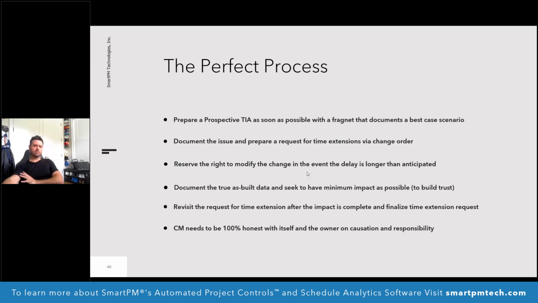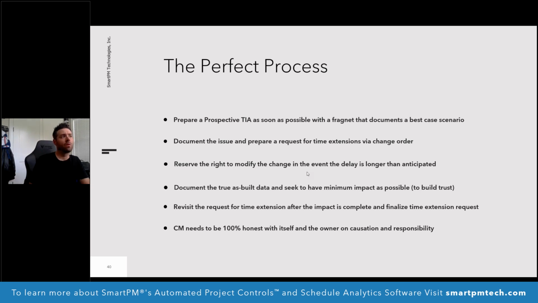So this is a lot of information. The perfect process here, I think, is a combination of both. First of all, when you have this issue, you want to map it out, and you want to map out what changed in my schedule, and what's the result. And that's really by taking the prospective TIA. You want to document the issue and prepare the request. You want to show, okay, and you want to do a best case scenario.